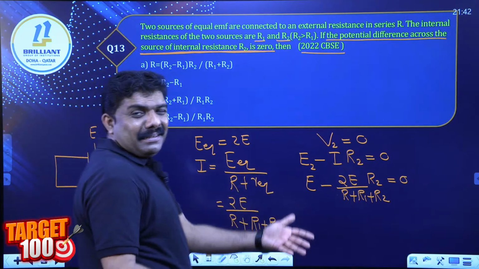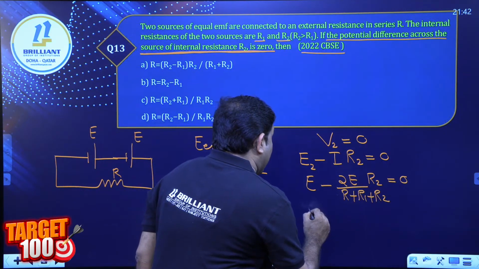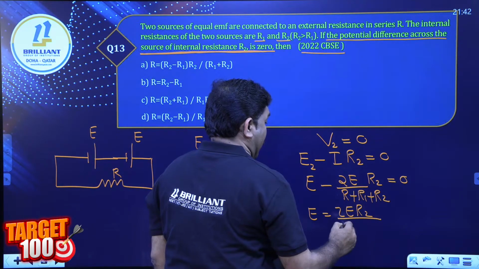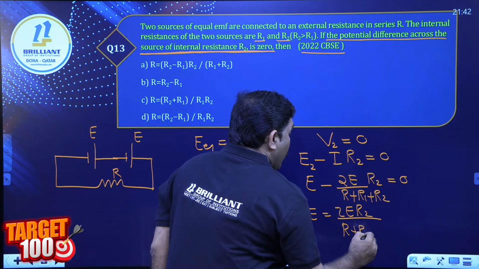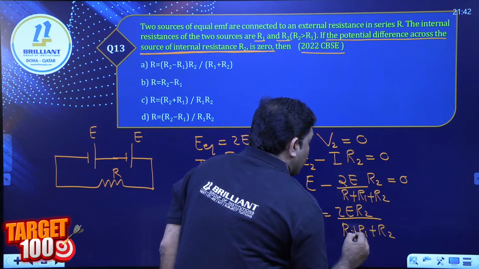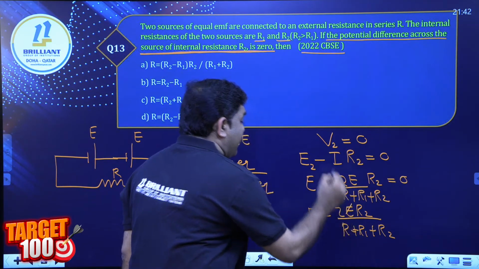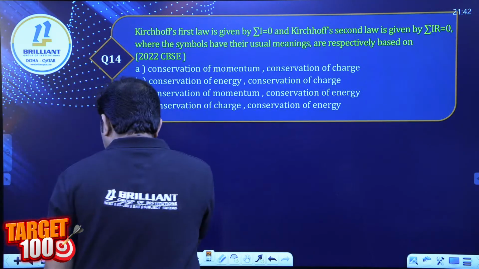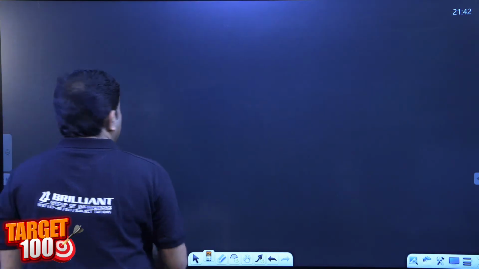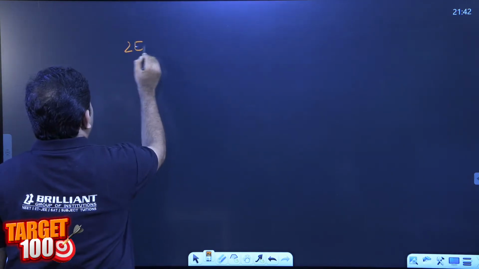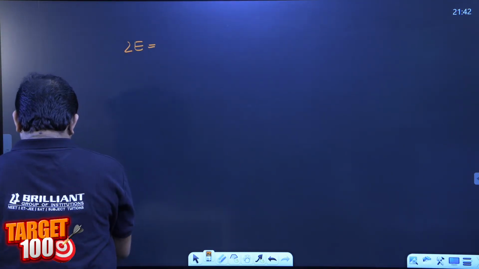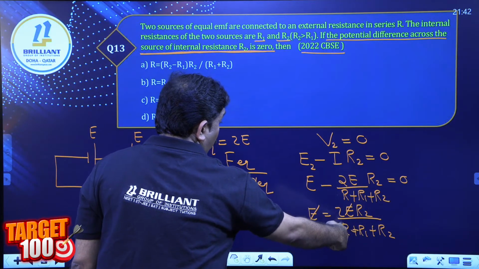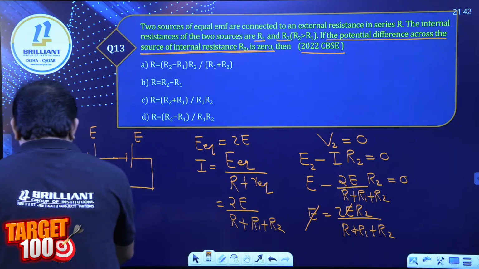Now, mathematical simplification, taking it to that side. So E is equal to 2E R2 by R plus R1 plus R2. Now look, E and E cancel. Now cross multiplication. What we are getting is 2E on one side, and after the cross multiplication step, 2R2 is equal to R plus R1 plus R2.